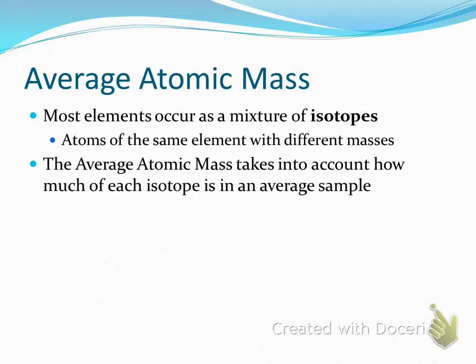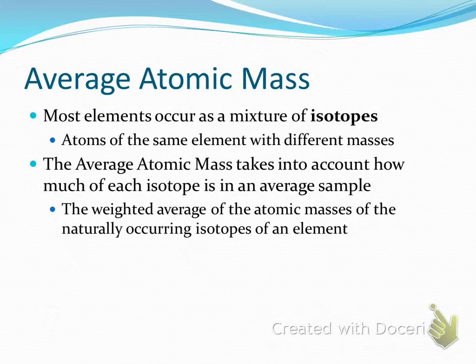So if I take 1,000 oxygen atoms, I might have 996 oxygen atoms with an atomic mass of 16. But those other remaining oxygen atoms might have an atomic mass of 18. So my average atomic mass of oxygen has to be an average of those two masses, a weighted average. We're going to look at that here in just a second. It's going to be a weighted average.